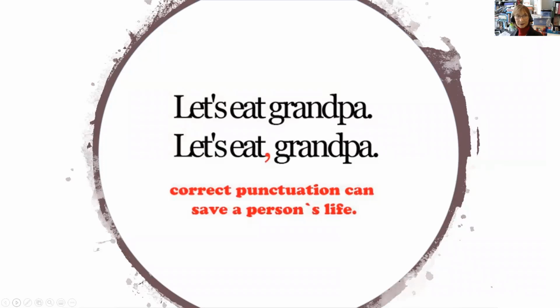Punctuation, just another meme up here. Correct punctuation can be the difference in someone's life. There needs to be a comma in the sentence, let's eat, grandpa, if you're directing grandpa to come and eat rather than having him be the main course. Commas, semicolons, colons, dashes, all these punctuation marks have rules of grammar that we may not know, so we may not be following them. So APA style is, that's not APA style, it's just writing, but the APA manual does cover this in detail.